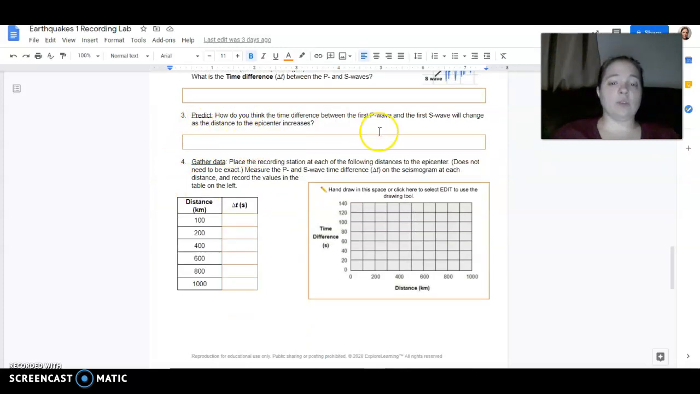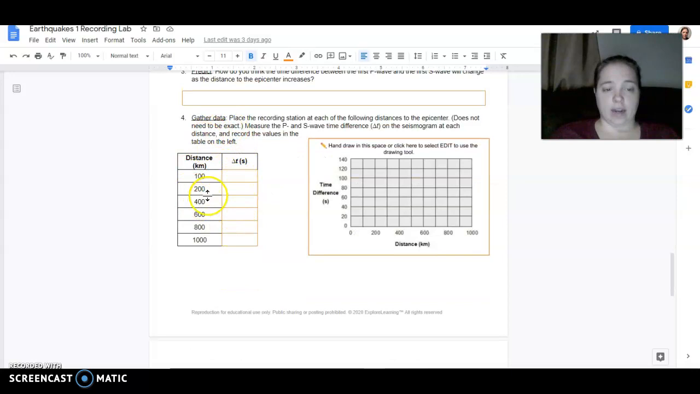How do you think the time difference between P and S waves will change as the distance to the center, the epicenter, increases? Look at what you've done so far. Based on that, predict what's going to happen to the difference between the P and the S wave as you get closer. All right, so this says gather data on this.